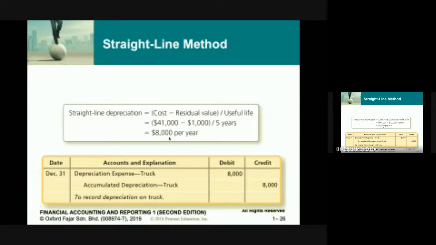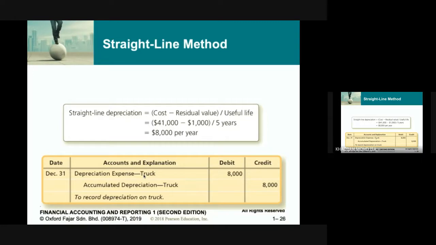So this is how you record. Your depreciation is an expense. That's why you debit your depreciation expense for the truck, 8,000. And the other account that will have to be recorded is what we call accumulated depreciation. I mentioned last time that accumulated depreciation is a contra asset. So normally an asset has a debit balance, but a contra asset has a credit balance. So you credit that account 8,000. Remember, whenever you have depreciation, debit your depreciation expense, credit your accumulated depreciation.